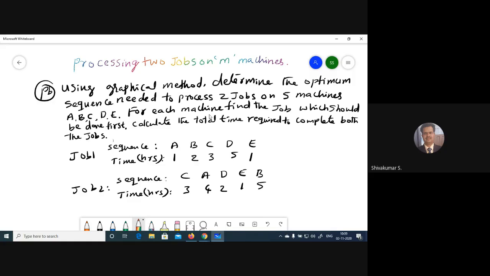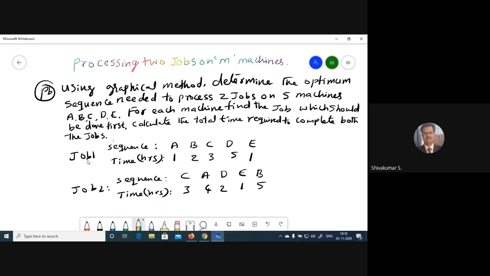For each machine, find the job which should be done first. And also calculate the total time required to complete both the jobs. So you have to find out two things here. It is sequencing of jobs, which job is going to be done on which machine, and also the total time required to complete both the jobs.